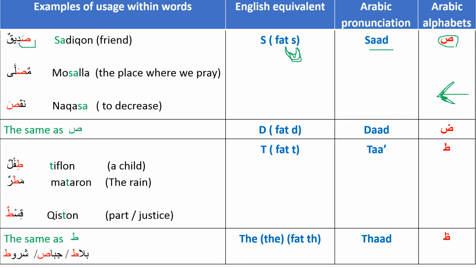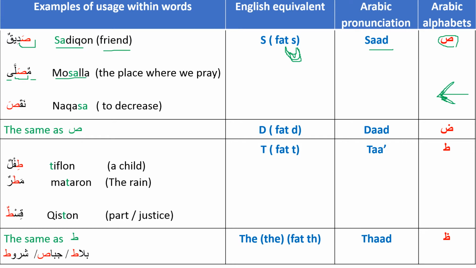So when you are to write it in words, in the beginning it must be attached to the letter that comes after it, whatever the letter is. Like in the example Sadiqun, which means a friend. If you are to write it in the middle, it must be attached to both letters, the one preceding and the one coming after. Like in the word Musalla, the place where we pray.